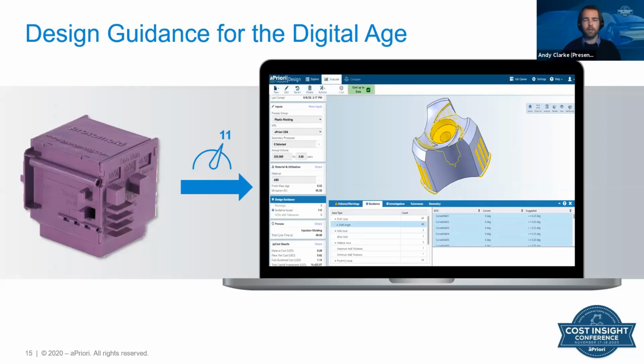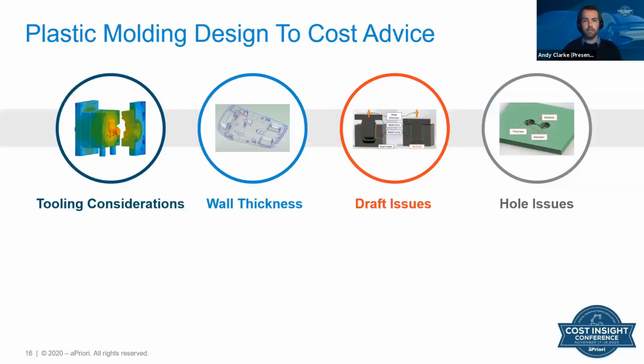Okay. Now what I'm going to do is dig a little bit deeper into the different types of feedback we give for plastic injection molded parts. But what I will stress again is that we have design to cost feedback for all our major process groups. So anything that you see in here, we also have similar for our other process groups. So first of all, tooling considerations within plastic injection molding. We look at slides, lifters, anything that's going to add complexity to your mold, and again that will add cost.